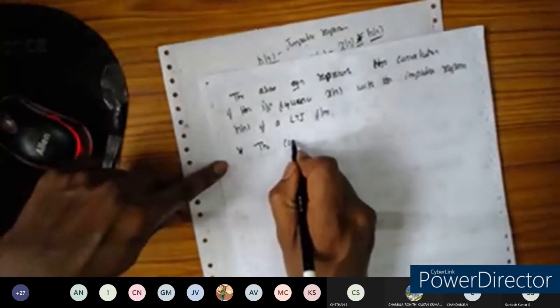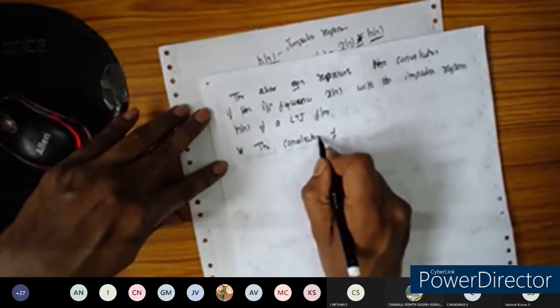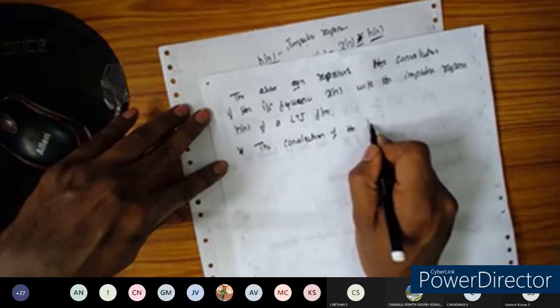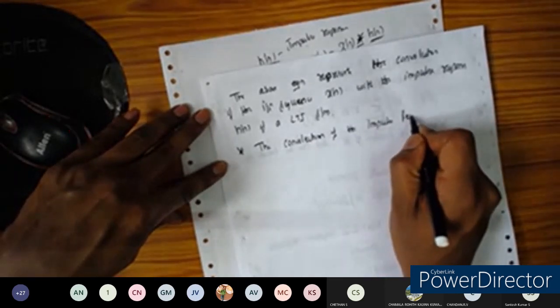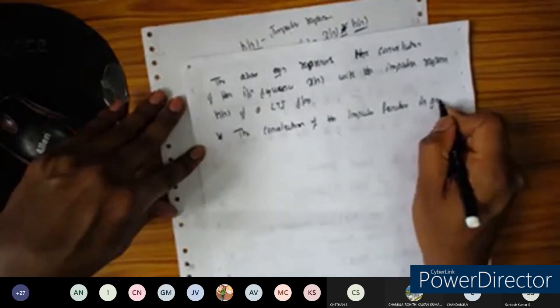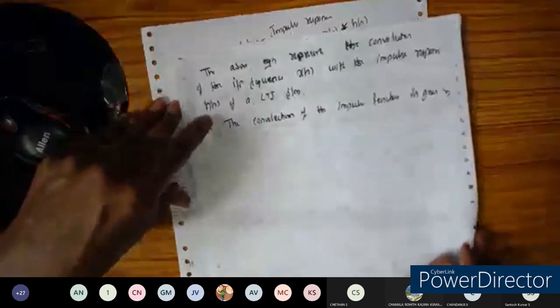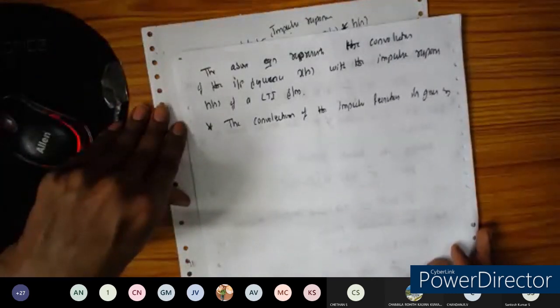The convolution of the impulse functions is given by.